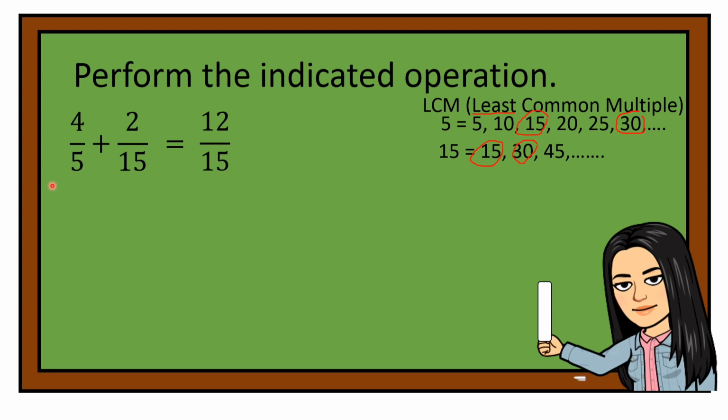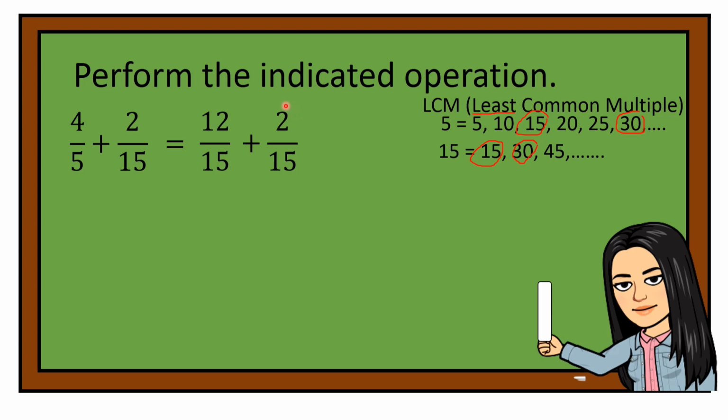So, 15 divided by 5 is equal to 3, and 3 times 4 is equal to 12. So, the equivalent fraction of 4 over 5 is 12 over 15. Copy the operation, which is addition, and then 15, again, as the LCD, 15 divided by 15 is 1, times 2 is equal to 2.